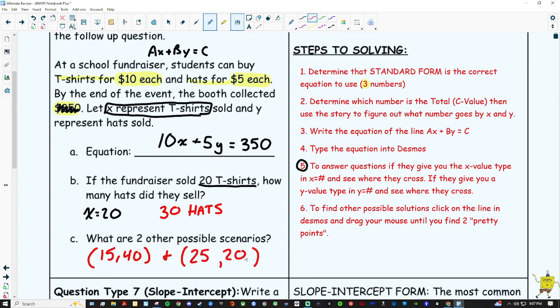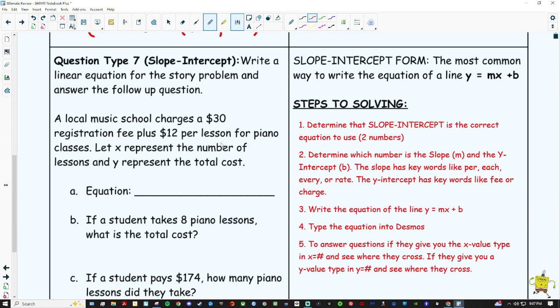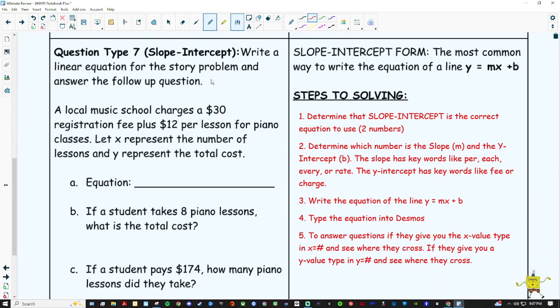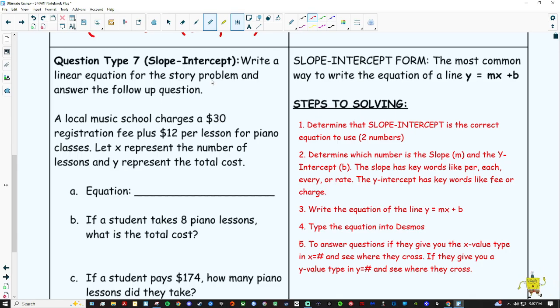So those are two other possible scenarios where we'd end up making $350 at our school fundraiser. Okay, let's look at the next type. Again, we're still on question type 7, but this is slope-intercept. Remember, slope-intercept means we're writing our equation y = mx + b, and when we have two numbers, this is how we're going to write our equation.